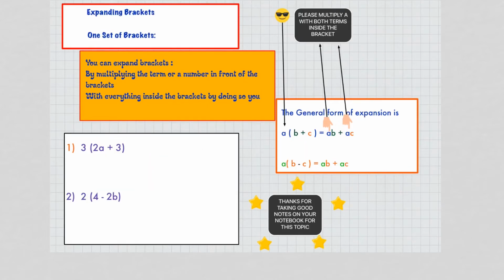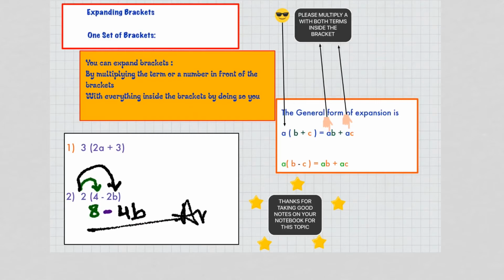Now let me do the next example for you as well, with the negative sign. First, 2 times 4 is 8, and then next we write the minus sign, and after that we multiply the 2 with the second term. 2 times minus 2b is minus 4b. So that would be our answer.